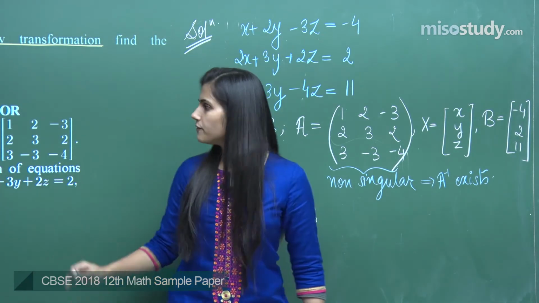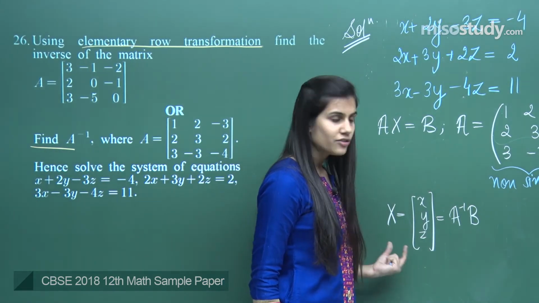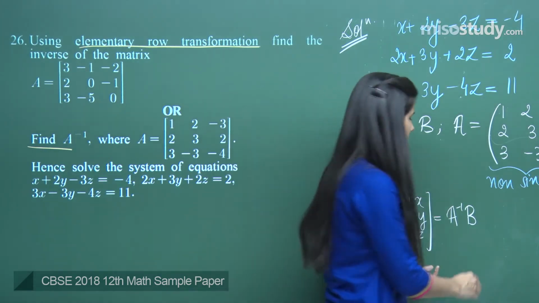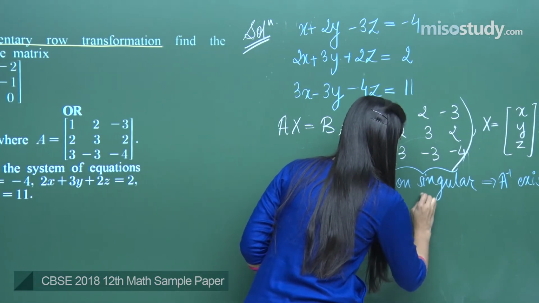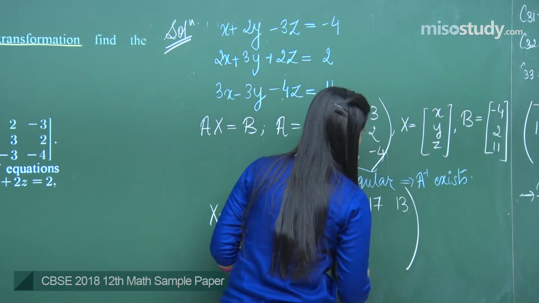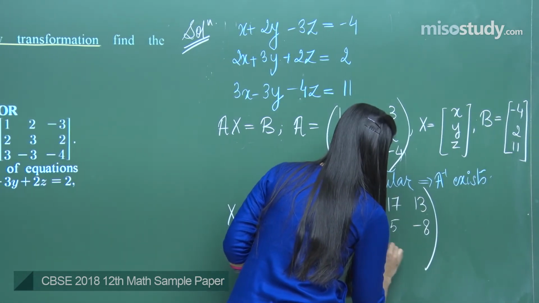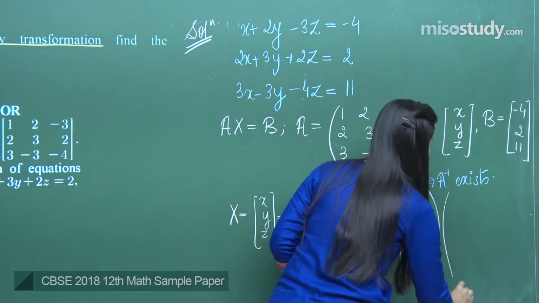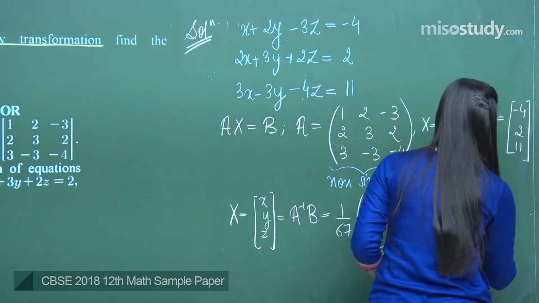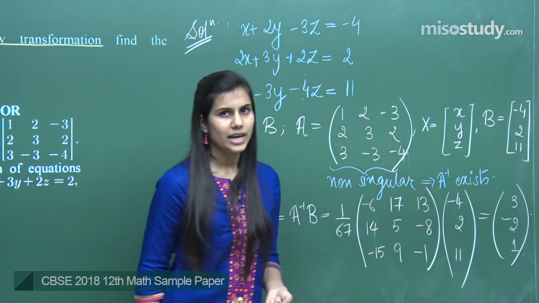That is why the inverse was needed to solve this system of equations, because the solution of this system of equations is the product of A inverse and the matrix B. So for that you need A inverse, which is 1 by 67 into minus 6, 17, 13, 14, 5, minus 8, minus 15, 9, minus 1 into minus 4, 2, 11, and that gives me this column vector as the result.